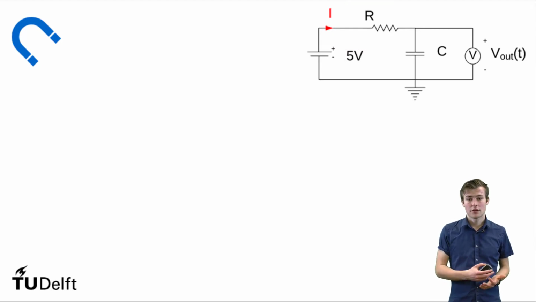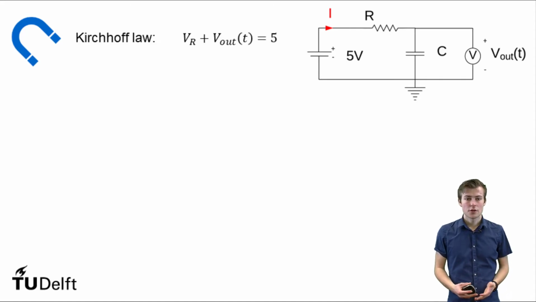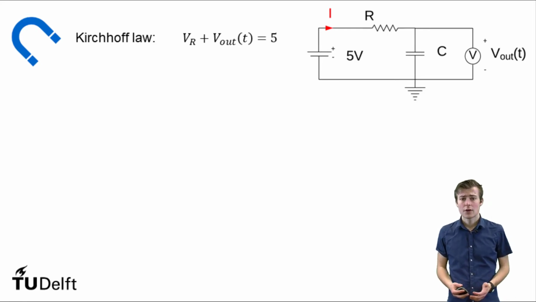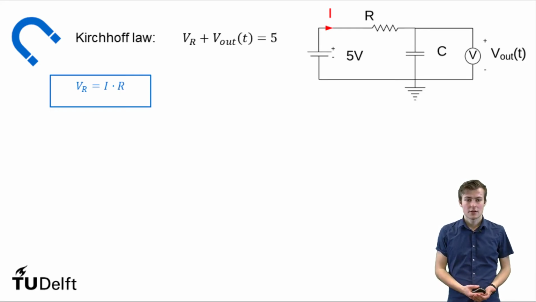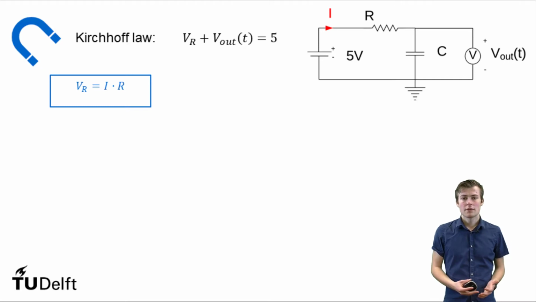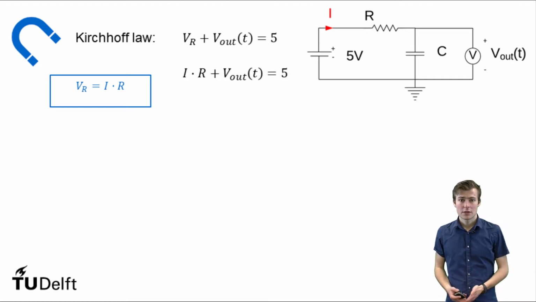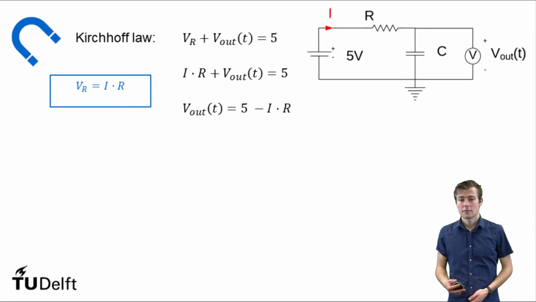Now we'll look at what happens when the switch is closed. Now current can flow into the resistor and into the capacitor, and we call this current I. We know, according to Kirchhoff's voltage law, that the voltage over the resistor plus the voltage over the capacitor should be equal to 5 volts. And we know that the voltage over the resistor is the current times the resistance, which is I times R. We can fill this into our equation to obtain that I times R plus V out is equal to 5, and we can rewrite this as V out is equal to 5 minus I times R.